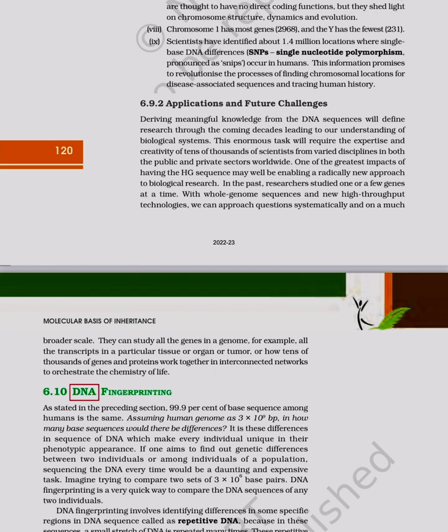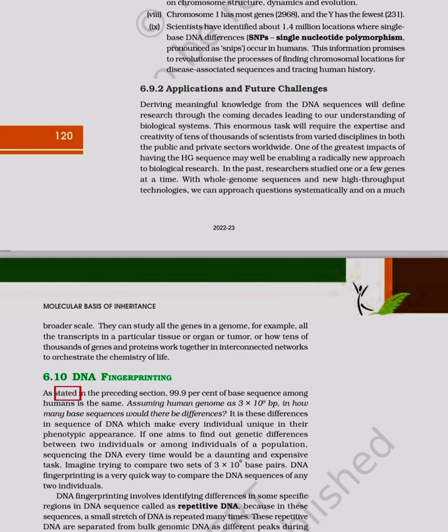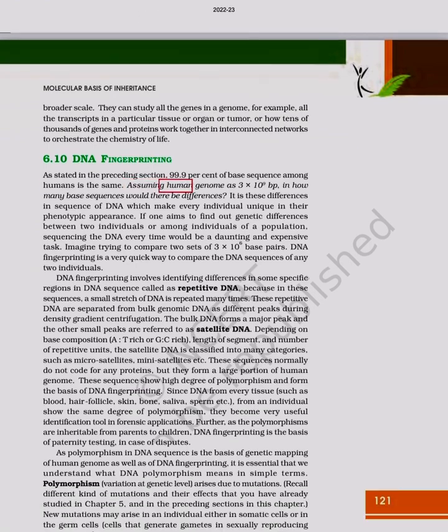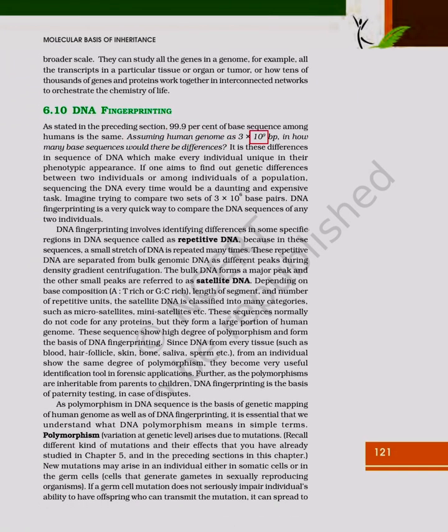6.10 DNA fingerprinting. As stated in the preceding section, 99.9% of base sequence among humans is the same. Assuming the human genome as 3x10^9 bp, in how many base sequences would there be differences? It is these differences in sequence of DNA which make every individual unique in their phenotypic appearance. If one aims to find out genetic differences between two individuals or among individuals of a population, sequencing the DNA every time would be a daunting and expensive task.